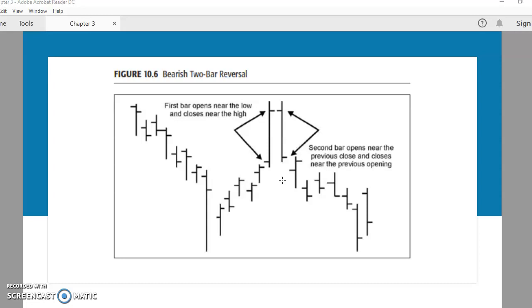So for exercise, you can look at any live chart later on and try to detect inside or outside bar patterns.